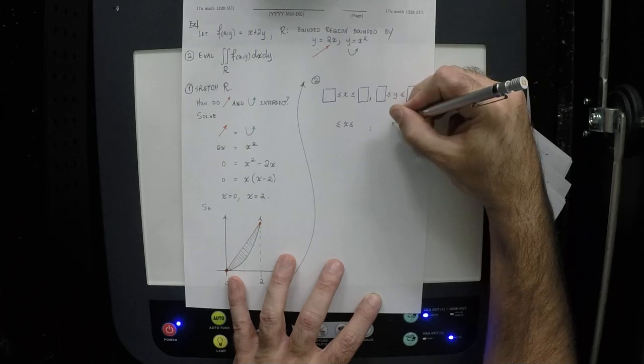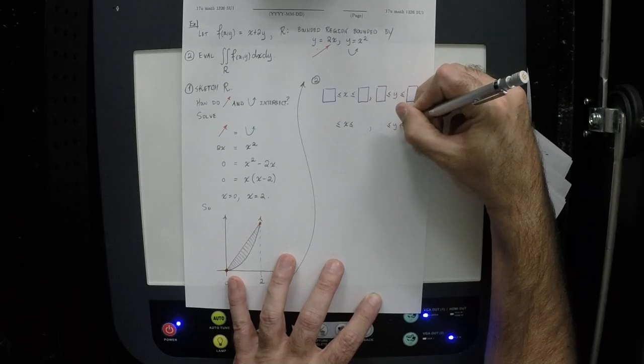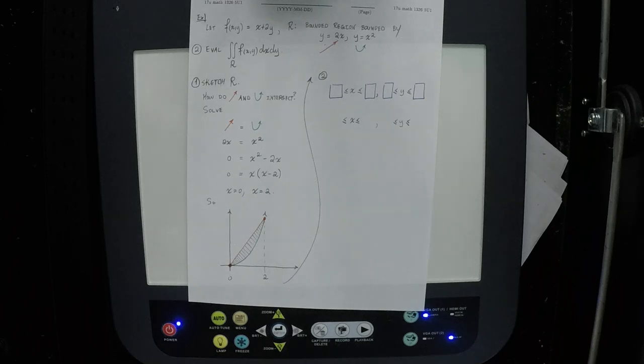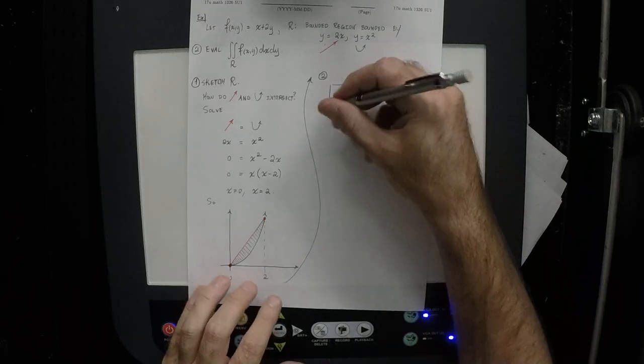So how can we fill in those boxes? Or alternatively, will the x things be constant or will the y things be constant? What do you think? With 0 and 2.